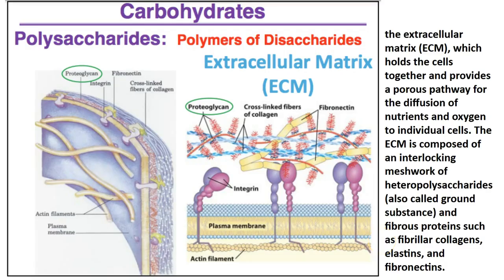Now as far as heteropolysaccharides, this is what is presented right here within an extracellular matrix. The extracellular matrix holds the cells together and provides a porous pathway for the diffusion of nutrients and oxygen to individual cells. The extracellular matrix is composed of an interlocked meshwork of heteropolysaccharides and fibrous proteins and other compounds. But we're going to focus on the heteropolysaccharides.